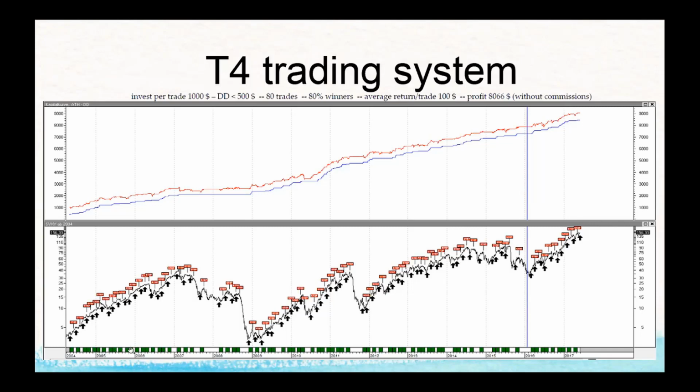There's no emergency exit. And when the market is going down, here in SVXY, this is a system on SVXY, the system doesn't trade in a downtrend and sometimes even in a sideways market, like here, and here, and here.